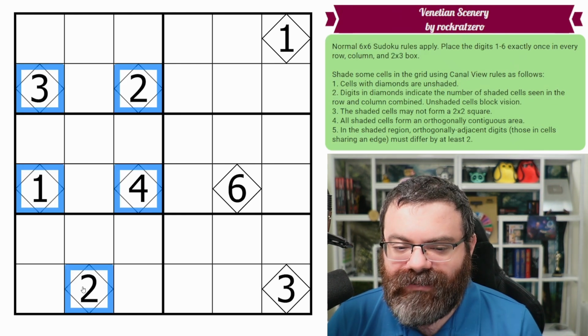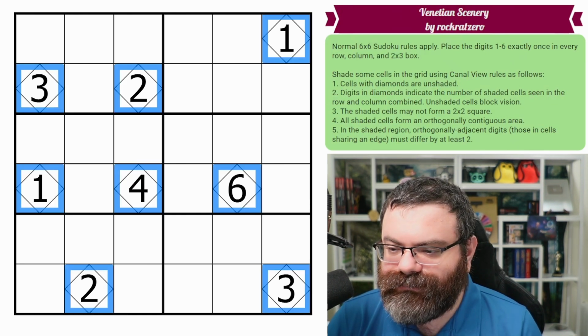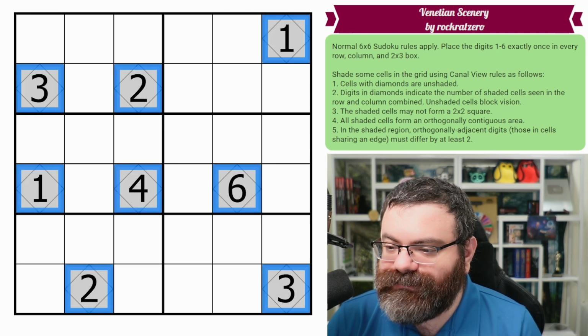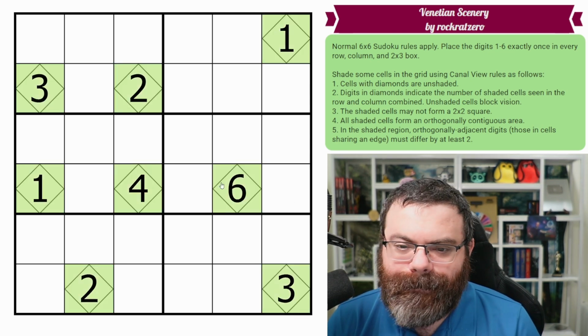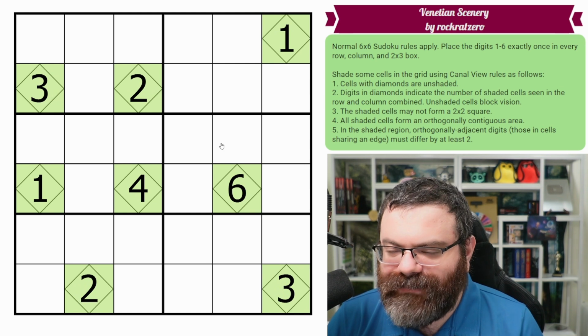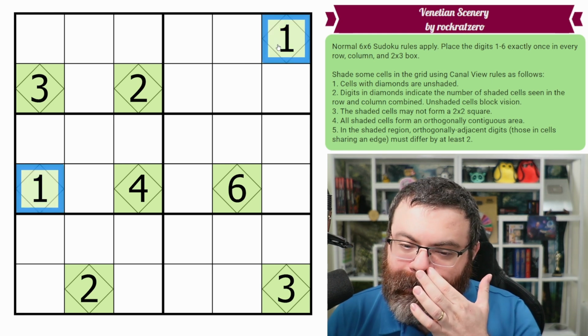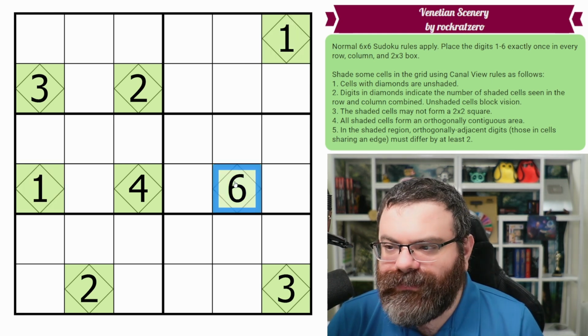Okay, so we start with all of our diamonds shaded. Unshaded. Cells with diamonds are unshaded. Got it. I read that completely backwards. Anyway, so where's a good place to start here? I feel like the 1s are quite limited. Okay, this 6 maybe.